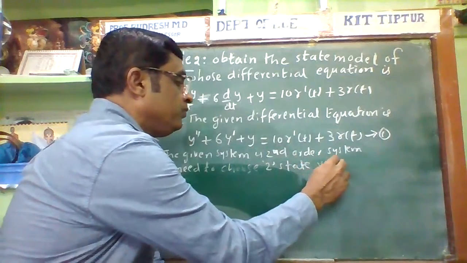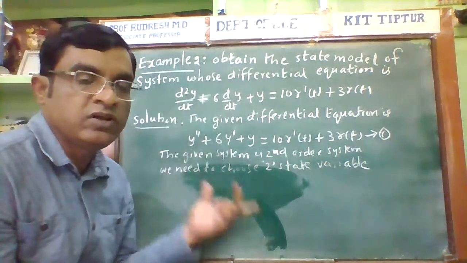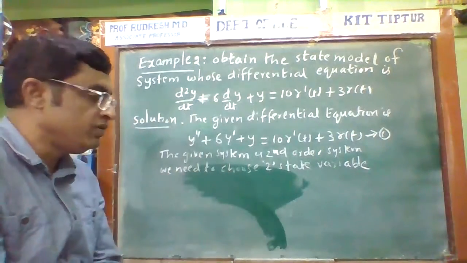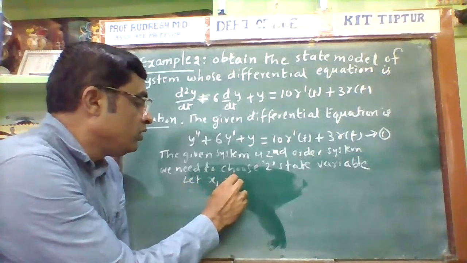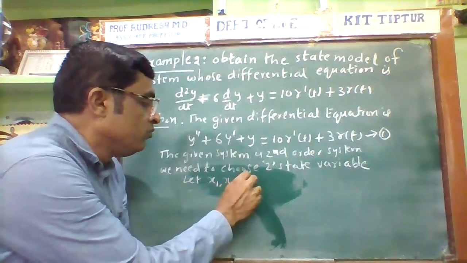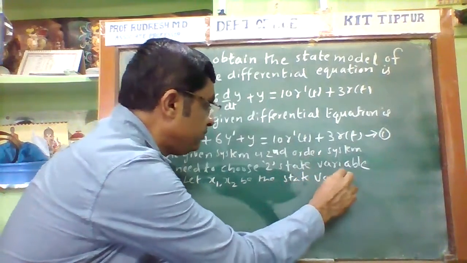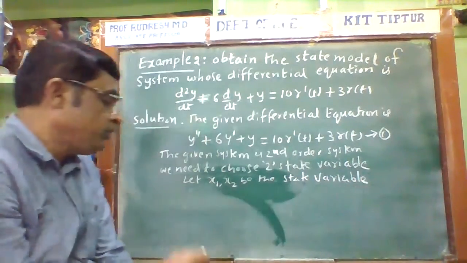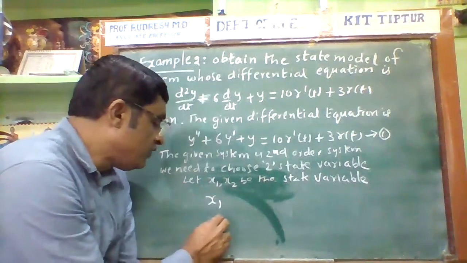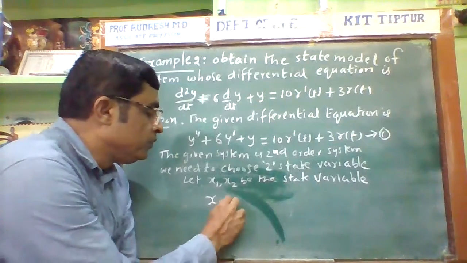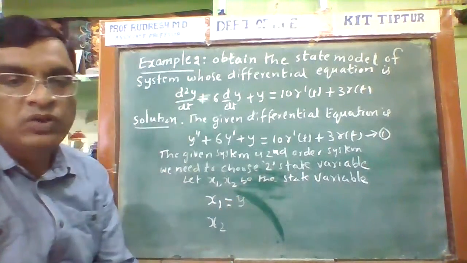The number of state variables in the system depends upon the order of the differential equation. Let x1, x2 be the state variables. Now we need to assume what is the value of x1 and what is the value of x2.